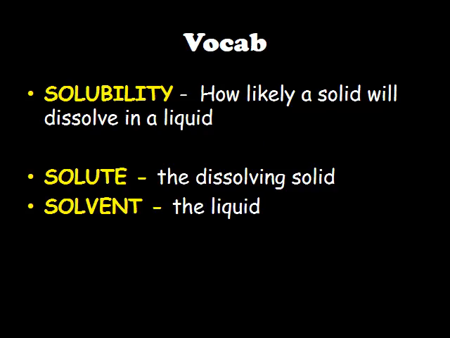Okay, so the final lesson is on the solubility of compounds. So let's just look at some vocabulary around solubility. Solubility is how likely a solid will dissolve in a liquid. Now, when you have a solution, you have a solute, which is the solid that's being dissolved, and the solvent, which is the liquid in which the solute is dissolving.